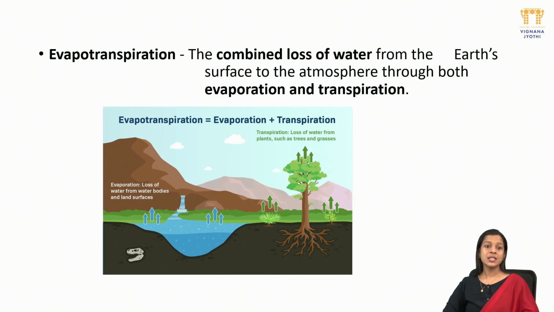The next one is evapotranspiration. This is the combined process of evaporation from land and water surfaces and transpiration from plants. It represents the total transfer of water from the earth's surface into the atmosphere. This concept is very important in irrigation engineering, agriculture, hydrology and water resource management.